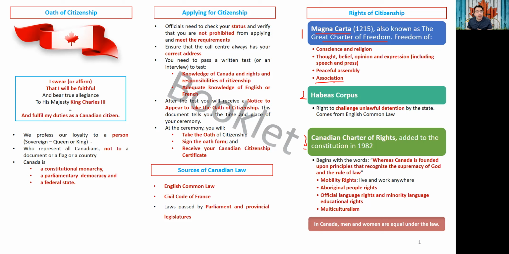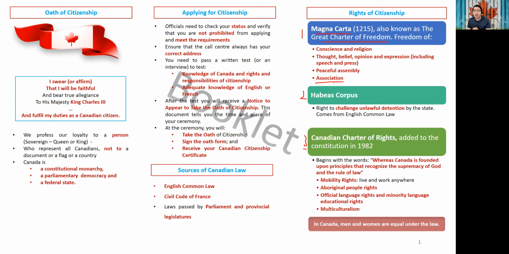Okay, and the last basic right will be association. So you are free to associate yourself to any party, to any group, as long as the group actually respects the Canadian law. So in all cases, it should be something legal. It shouldn't be illegal or against the law. If it's something legal, you are free to choose which party or which group to associate yourself to.